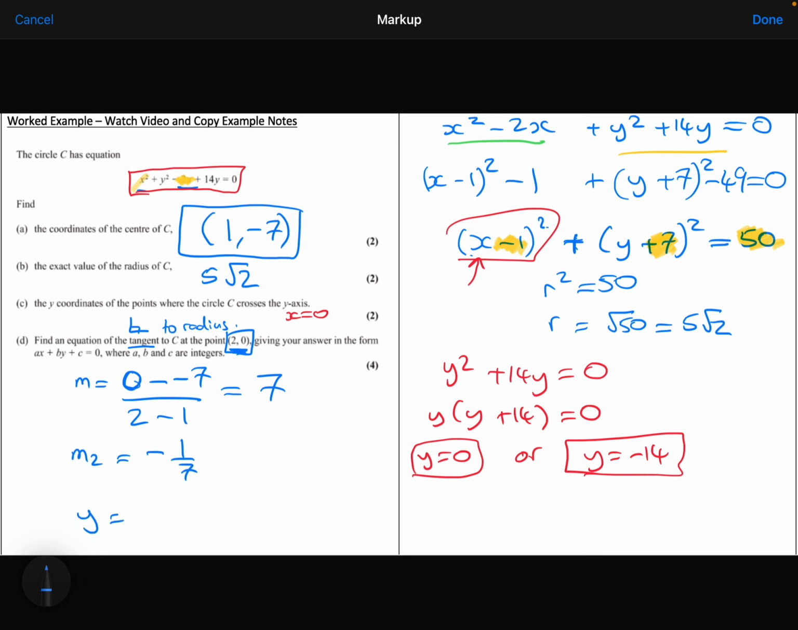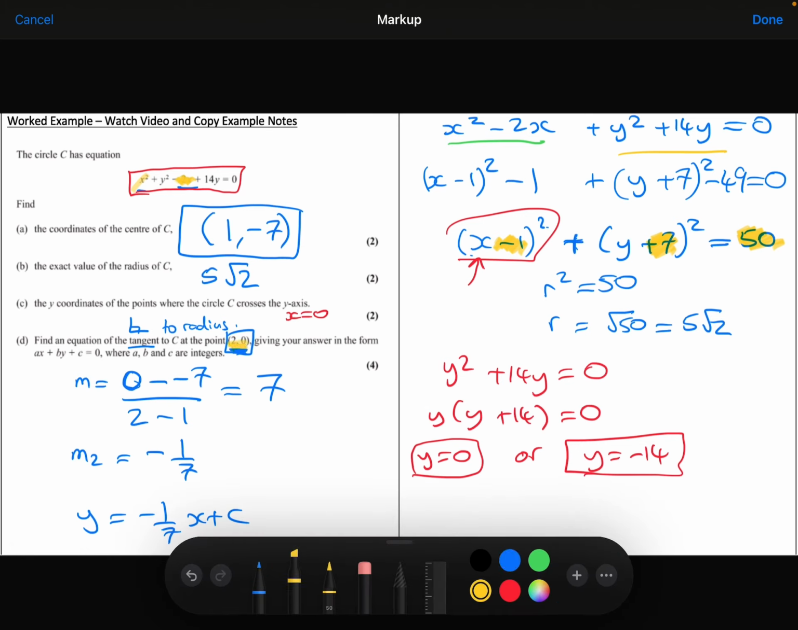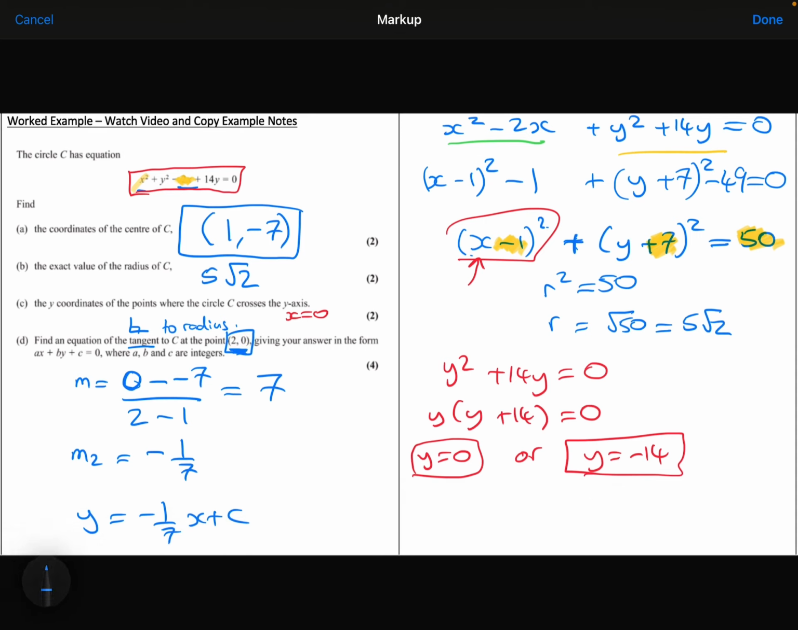I can now do y equals mx plus c, using the coordinates 2, 0, because I want the tangent that's going through that point. So if I substitute that in now, 0 equals minus 1/7 times 2 plus c. I find that c has to be 2/7. Therefore, my tangent would be y equals minus 1/7 x plus 2/7.